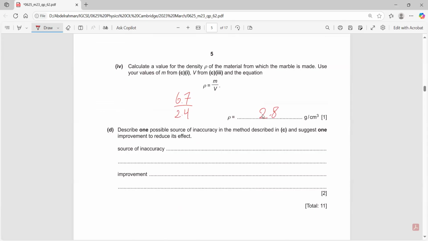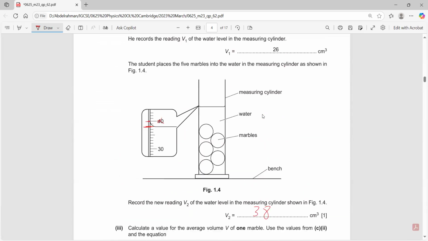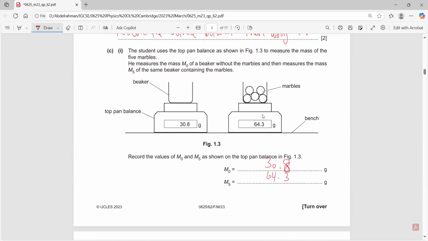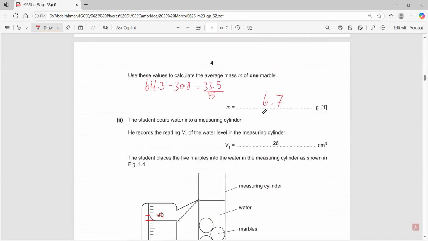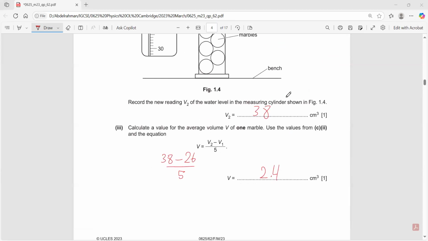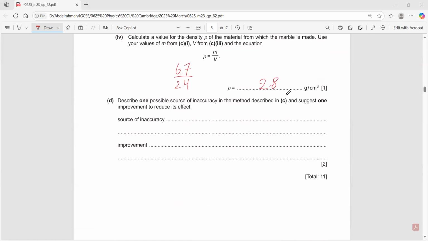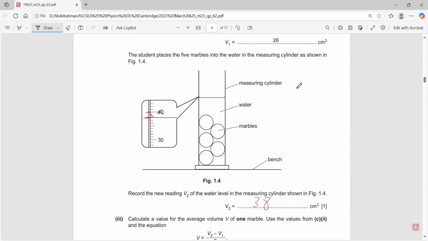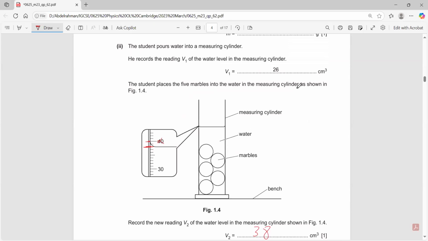Describe one possible source of inaccuracy in this method described in C, and suggest one improvement to reduce its effect. So in C, what did he do? He measured the mass using the balance, and then he found the volume using the measuring cylinder. So one possible source of inaccuracy could be what? For example, the graduations on the measuring cylinder are too large. Or for example, when you put the water in the measuring cylinder, you didn't take the reading perpendicular.